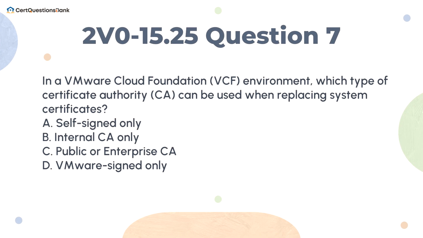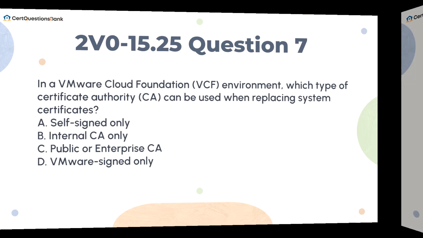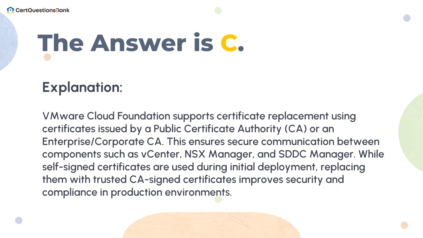In a VMware Cloud Foundation (VCF) environment, which type of certificate authority (CA) can be used when replacing system certificates? A. Self-signed only. B. Internal CA only. C. Public or enterprise CA. D. VMware signed only. The answer is C.